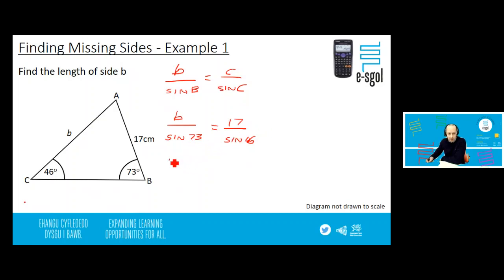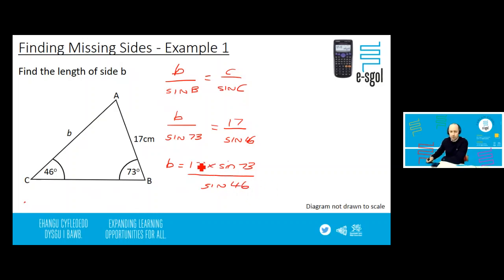So what I'm going to type in my calculator to find the value of B is 17 multiplied by the sine of 73, and then all of that is going to be divided by the sine of 46. Now that's pretty much how I'm going to type this into the calculator.